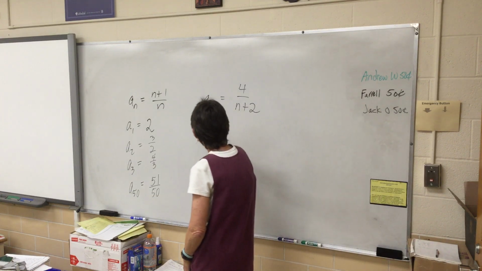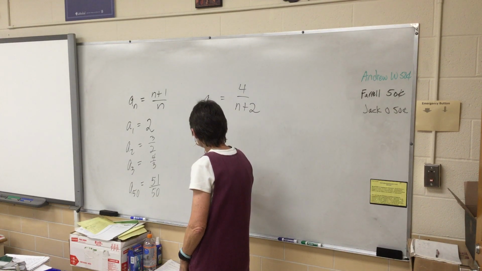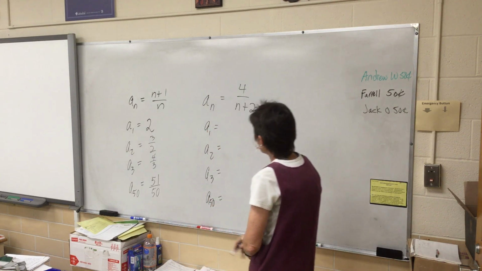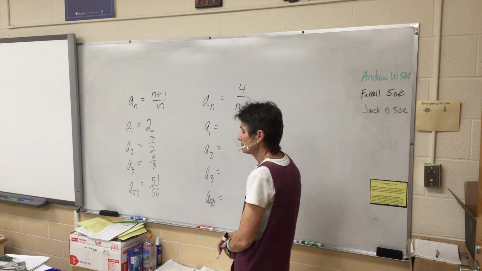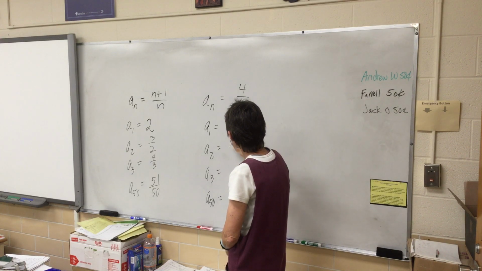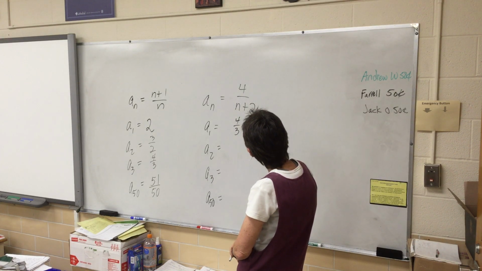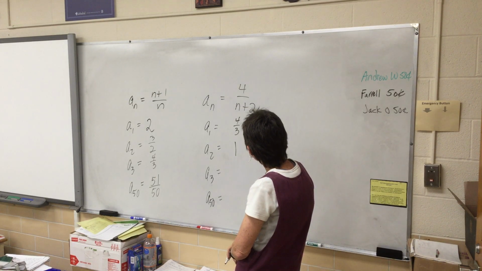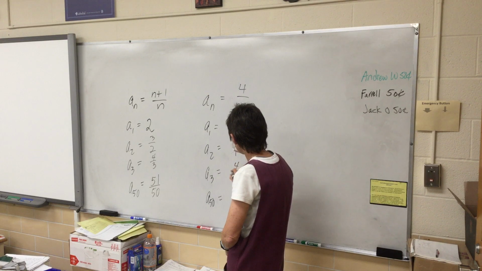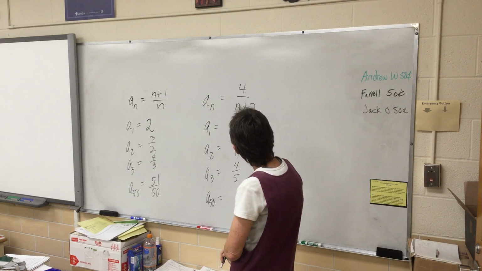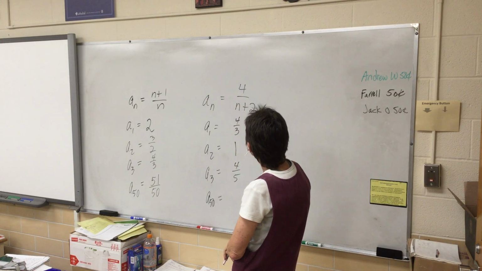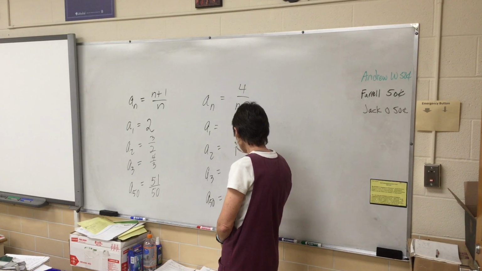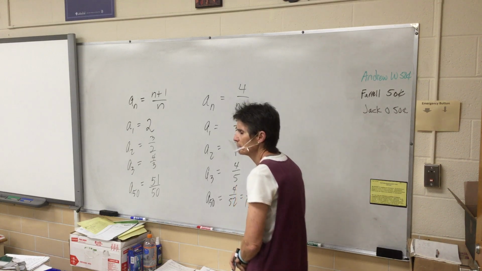Again, we want the first 3 and the 50th. So what's the first one? 4/3. And the second one? 1. It's 4/4, so it would be 1. The third one? 4/5. And the 50th one? Yeah, it'd be 4/52, which reduces to 1/13.